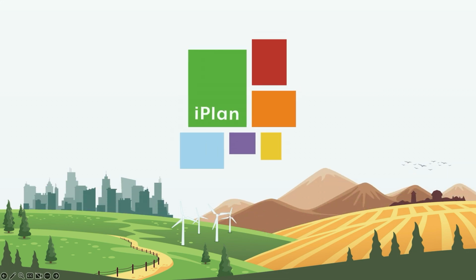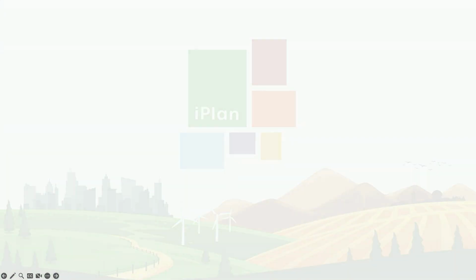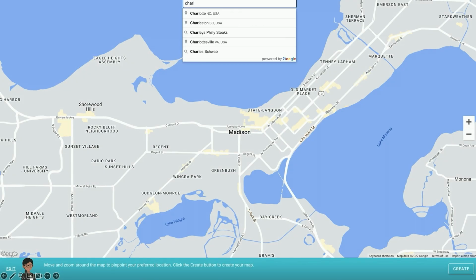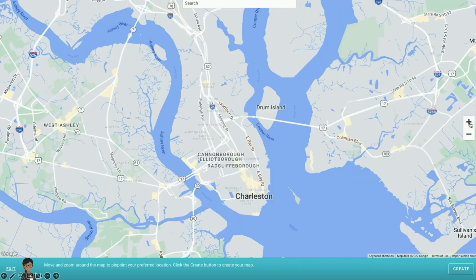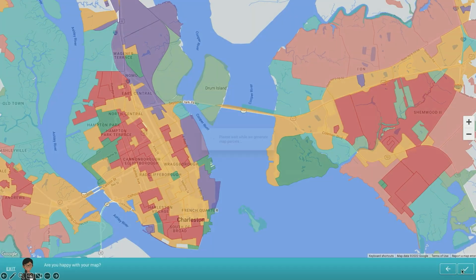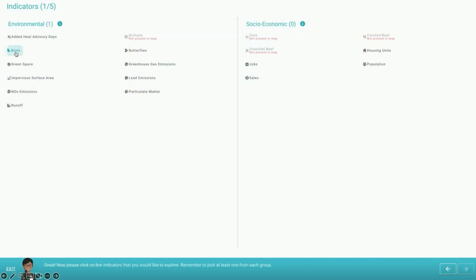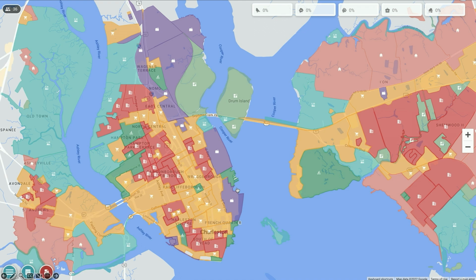iPlan is an educational game that lets players explore complex land use issues in their own communities. Players choose a location using a Google Maps interface, and iPlan creates a land use map using real geographic data. Based on the environmental and socioeconomic issues selected, iPlan constructs an interactive map that lets players see how much changes in land use affect those issues.